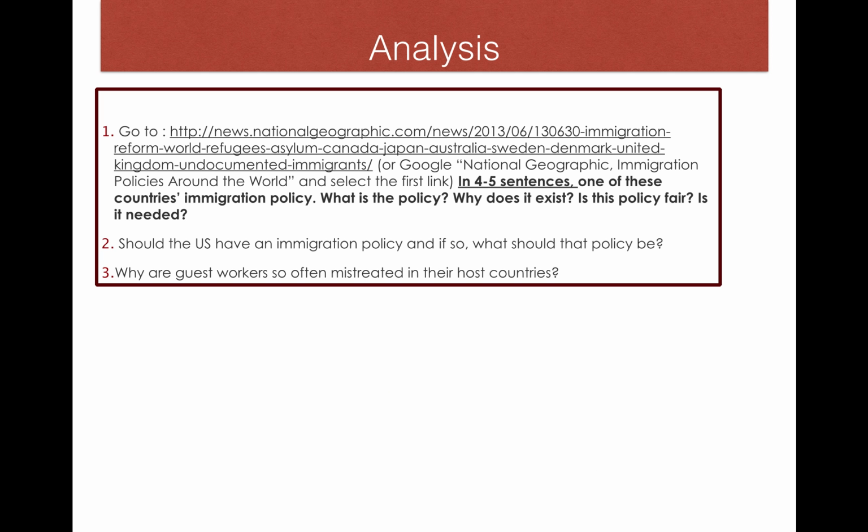So there we are. There's our analysis questions. Number 1, I'm expecting 4 to 5 sentences. It should be a pretty thorough response. If you can't find this hyperlink, just simply Google National Geographic immigration policies around the world, and the first link that comes up is the article I'd like you to use.